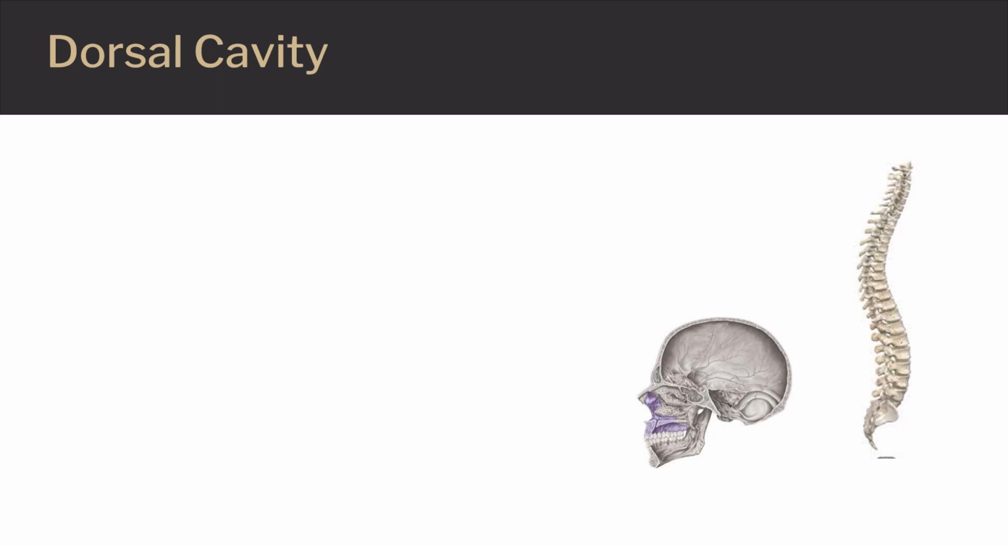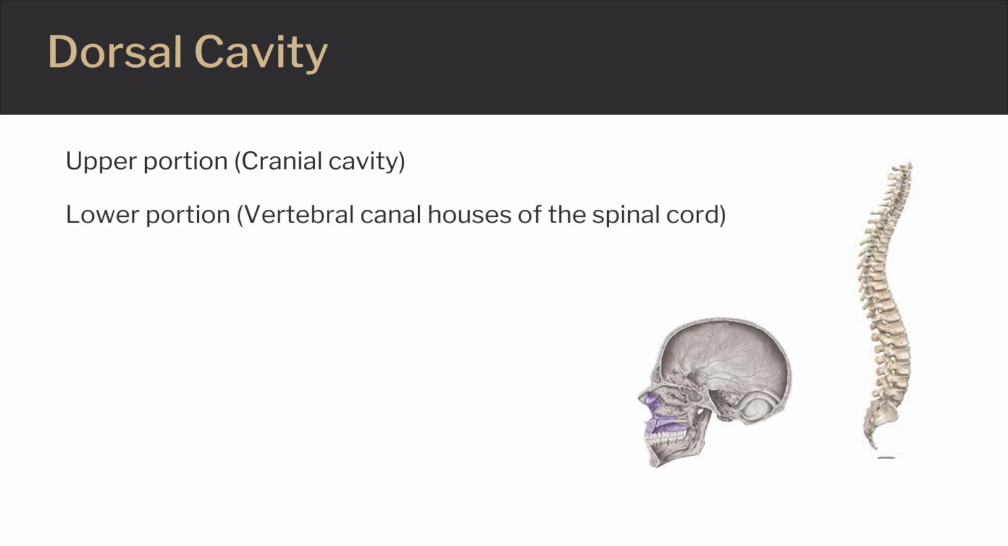The smaller of the two main cavities is called the dorsal cavity. As its name implies, it contains organs lying more posterior in the body. The dorsal cavity, again, can be divided into two portions. The upper portion, or the cranial cavity, houses the brain, and the lower portion, or vertebral canal, houses the spinal cord. The cranial cavity, also known as intracranial space, is the space within the skull that accommodates the brain.